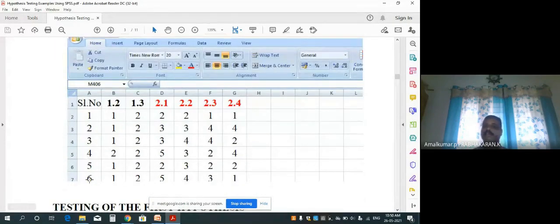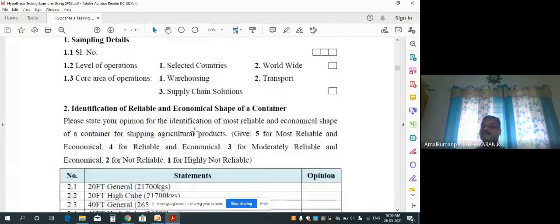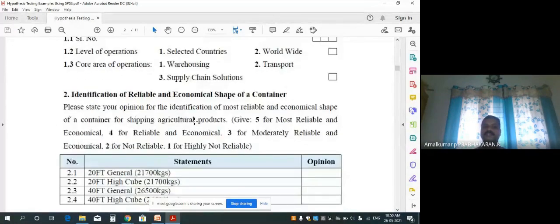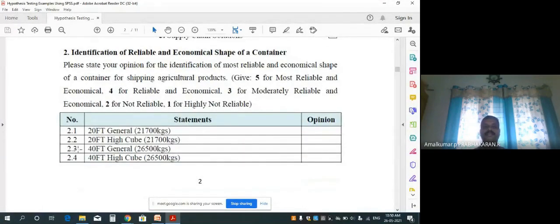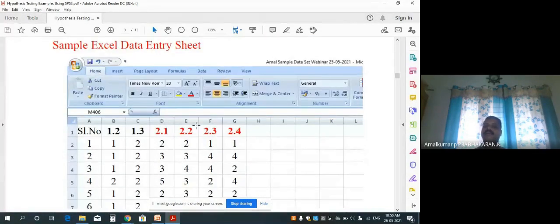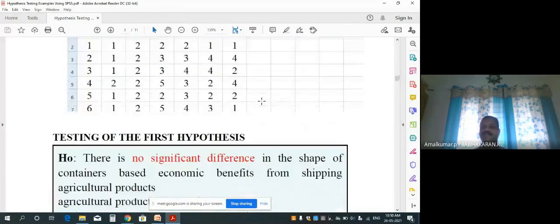These are the serial number of the questionnaire, and 1.2 and 1.3 are the question number 1.2, the level of operations, and 1.3, the core area of operations. Questions 2.1, 2.3, and up to 2.4 are the different shapes of containers. After entering the data in this Excel entry sheet, he transferred the data into the SPSS software for conducting the final analysis.